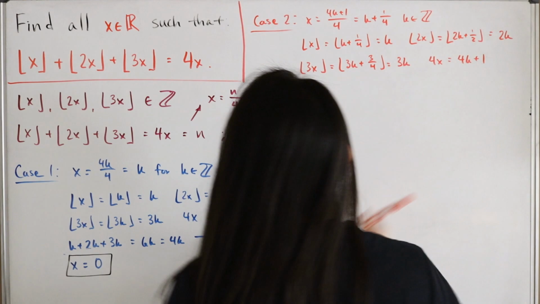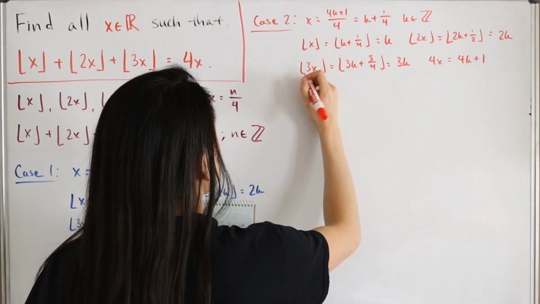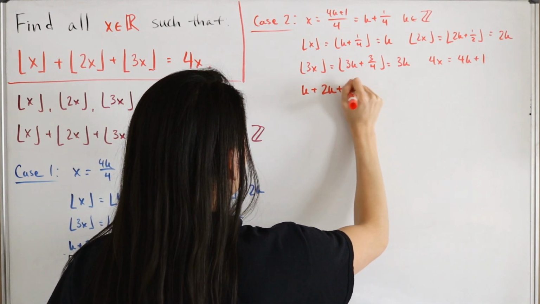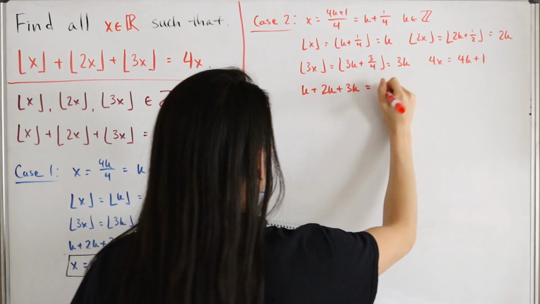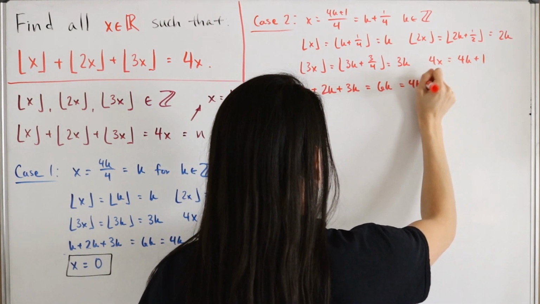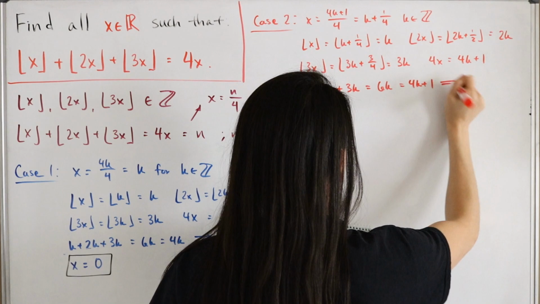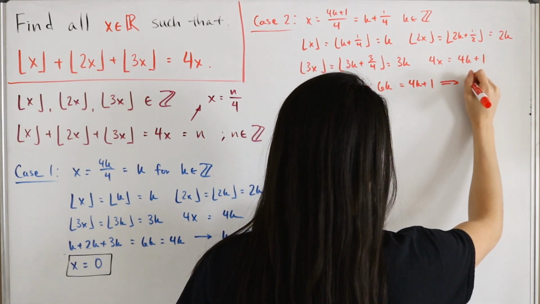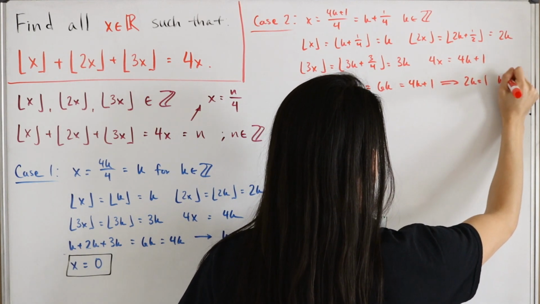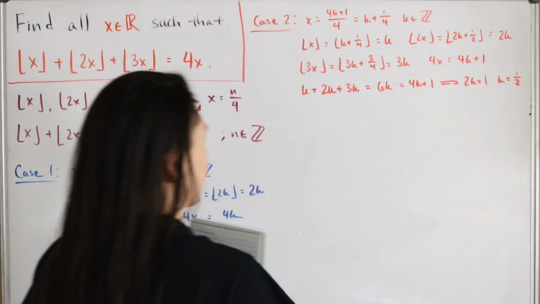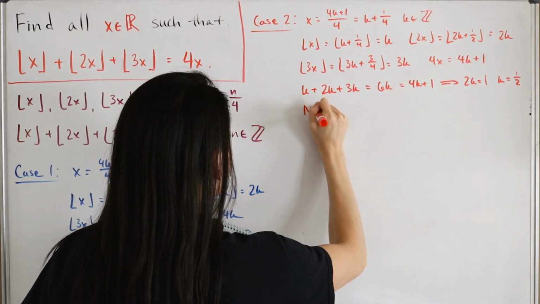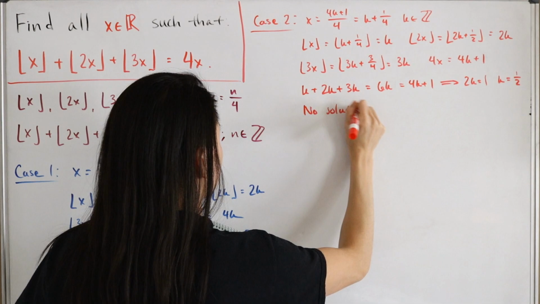Okay, now that we have all that, let's plug this back into the equation. So I have k, add this with 2k, and then add this with 3k. All that up together is 6k, and then set the right-hand side for x, which is 4k plus 1. Then if I subtract the 4k from both sides, I have 2k is equal to 1, and so therefore k is equal to 1/2. However, that does not satisfy since we want k in the form of an integer, so that means no solution for this situation over here.